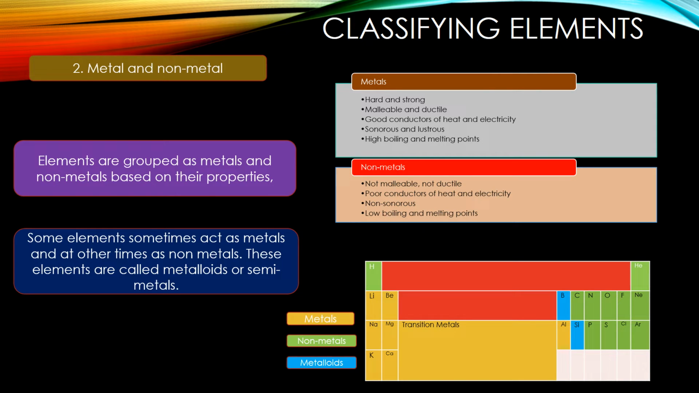Generally, metals will be hard, malleable, sonorous, lustrous, have high melting points and boiling points, and conduct heat and electricity. Whereas nonmetals are non-malleable, non-ductile, they are poor conductors of heat and electricity, they are non-sonorous, and they generally have low melting points and boiling points.